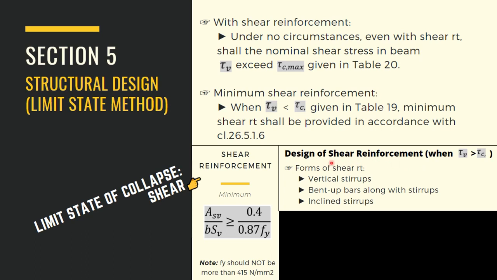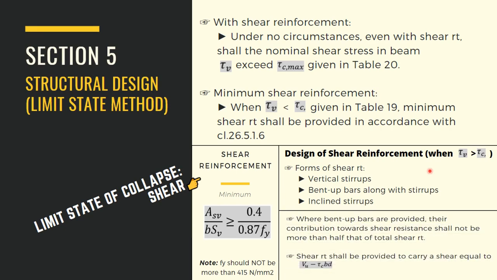Now design of shear reinforcement. We design the shear reinforcement when tau_v is greater than tau_c. Forms of shear reinforcement are vertical stirrups, bent up bars along with stirrups, and inclined stirrups. Where bent up bars are provided, their contribution towards shear resistance shall not be more than half that of the total shear reinforcement. Shear reinforcement shall be provided to carry a shear equal to V_u minus tau_c b d.